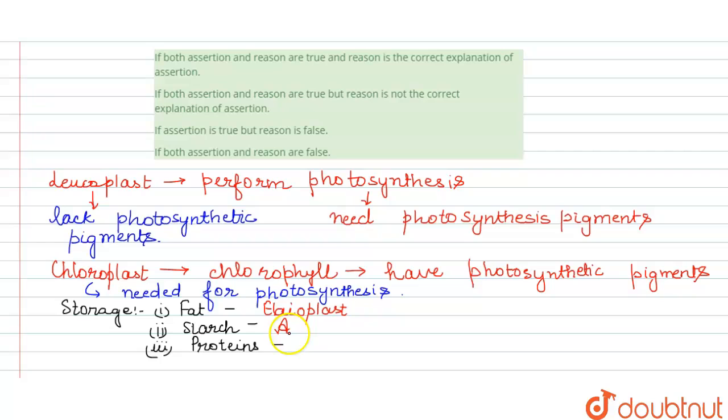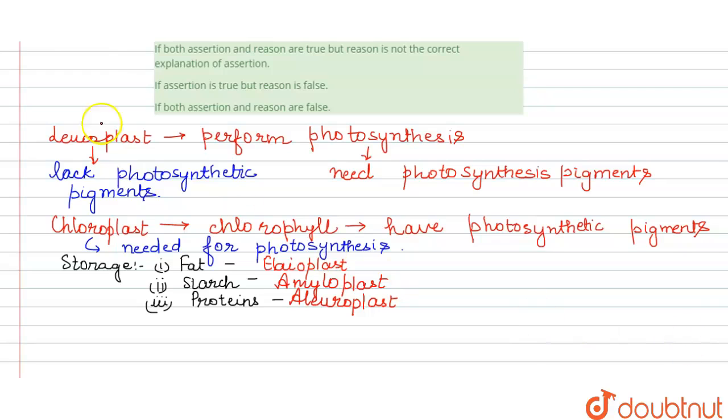The amyloplast stores the starch, and the storage of protein is done in the aleuroplast, right? So these are the three cells in which the storage function is done. So here both the statements are wrong. So the correct answer here is that both assertion and reason are false.